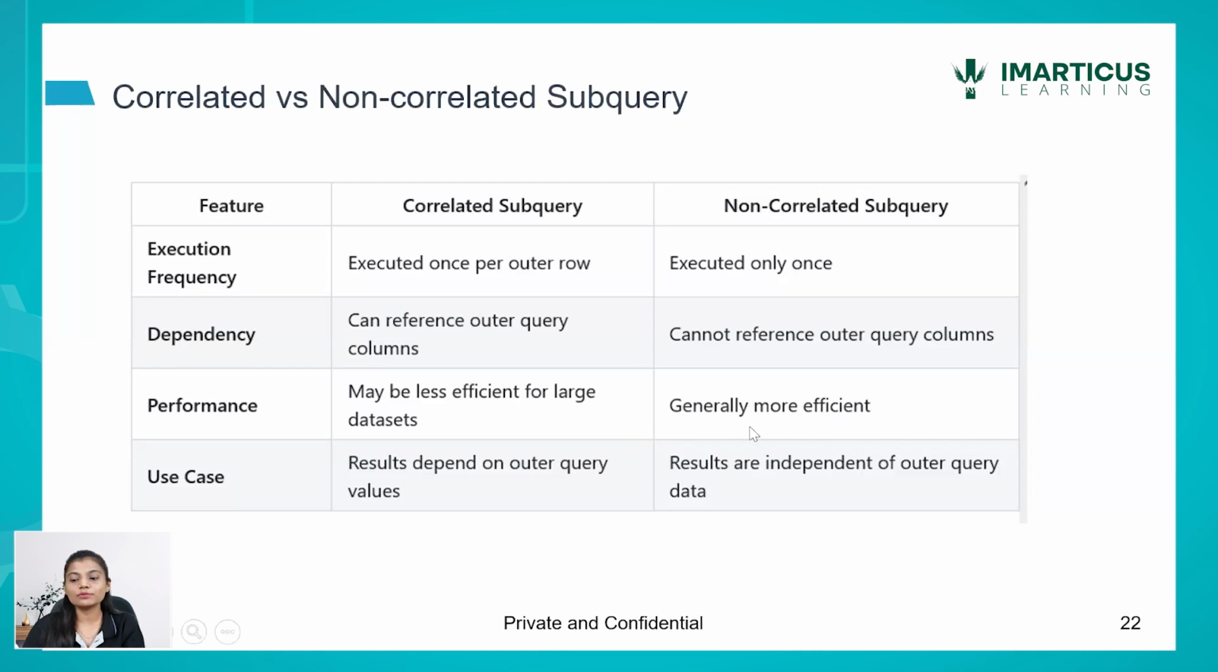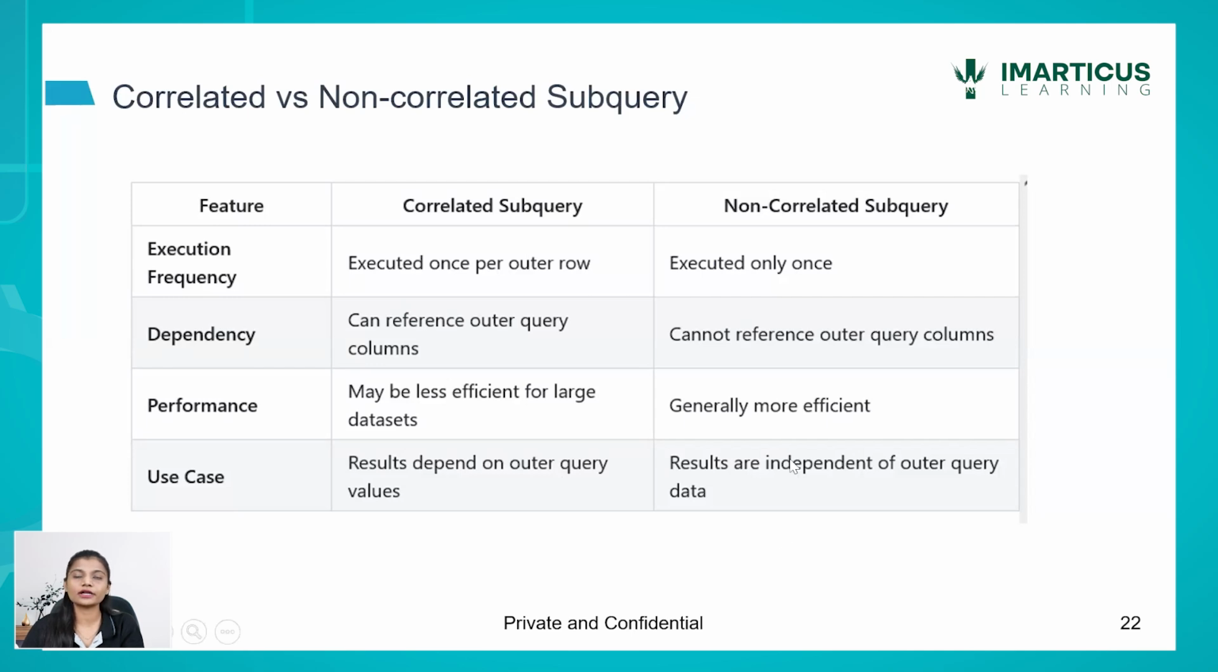Now non-correlated subqueries are generally more efficient because the inner query is executing only once, so it's not that it has to run n number of times. So it becomes more efficient for us and not so computationally heavy as compared to a correlated subquery. Now use case. Results depend on outer query values. So the inner query results are going to be dependent on the outer query for me.